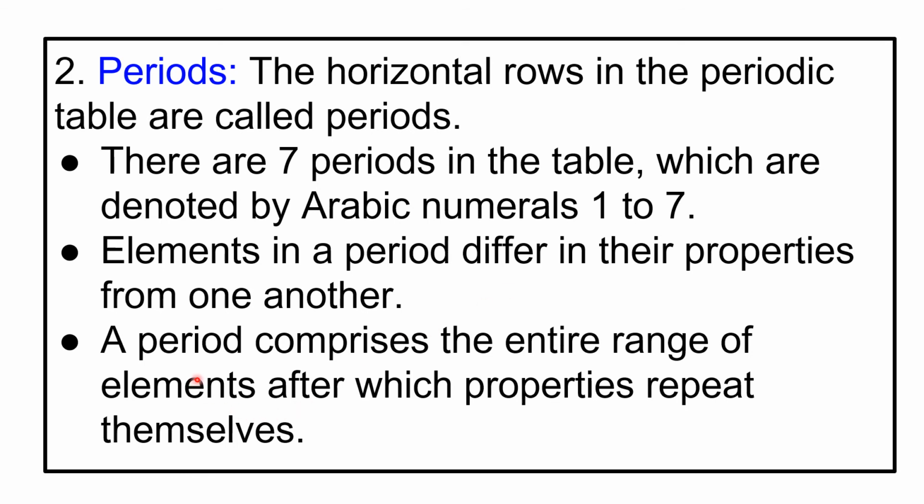Now the next point: a period comprises the entire range of elements after which properties repeat themselves. So here a period consists of elements which are different from one another in their properties. A period comprises the entire range of elements which have different properties, and they repeat themselves. Again, the same properties repeat for the first period, second period, and so on. So in Mendeleev's periodic table, the elements in each period differ in their properties from one another.